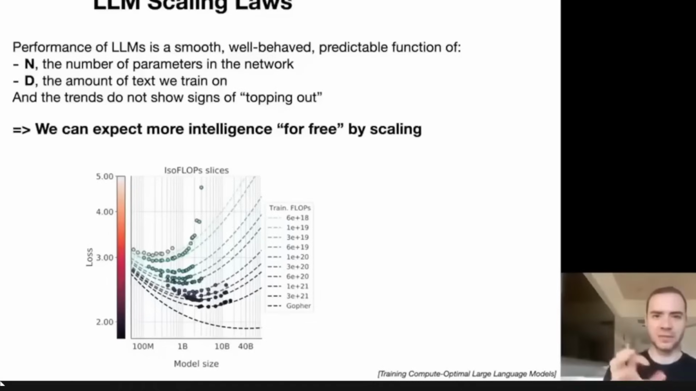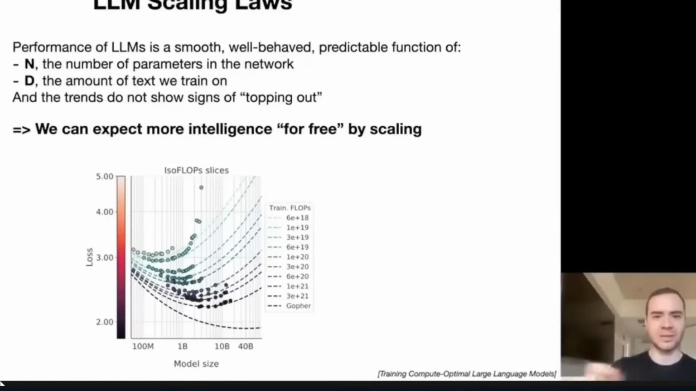It turns out that the performance of these large language models, in terms of the accuracy of the next word prediction task, is a remarkably smooth, well-behaved, and predictable function of only two variables. You need to know n, the number of parameters in the network, and d, the amount of text that you're going to train on. Given only these two numbers, we can predict with remarkable confidence what accuracy you're going to achieve on your next word prediction task.